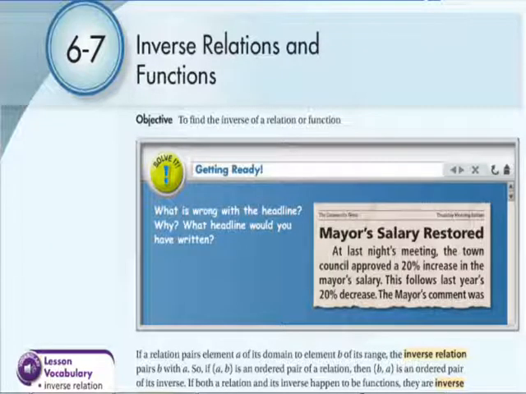Welcome to the notes on 6-7. We're going to talk about inverses, both relations and functions, and what they are and how to find them and all that kind of stuff. This is new.